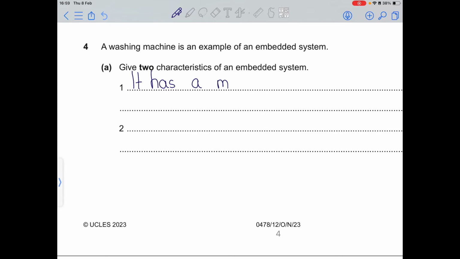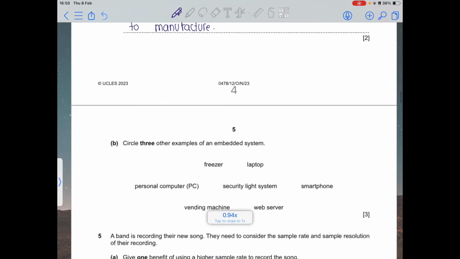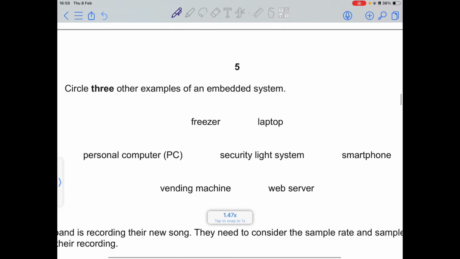Now, in this question, I believe that for characteristics you can write a lot of the benefits, the potential advantages that you have in the textbook. So I'm going to say that it is small in size, and cheap to manufacture. The next question says to circle 3 other examples.